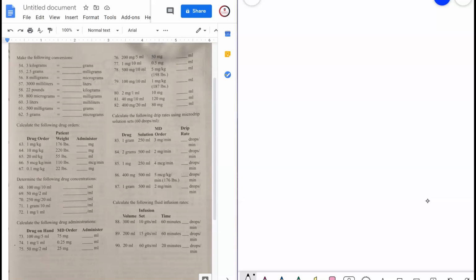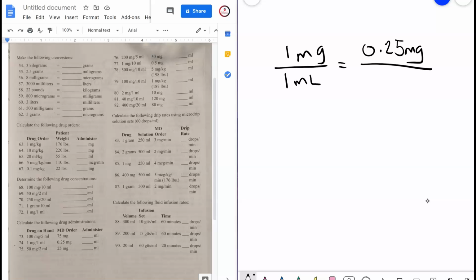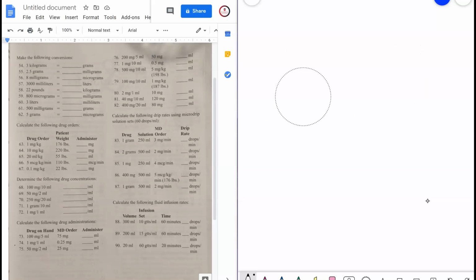Next question. You have a 1 milligram over 1 mL vial, and you are going to give 0.25 milligrams. This is some of the easiest drug math that you're going to do. If it's a 1 for 1 and you need to give 0.25 milligrams, you're going to be giving 0.25 milliliters, okay? You don't even have to do math on that one. Make your life extra easy.